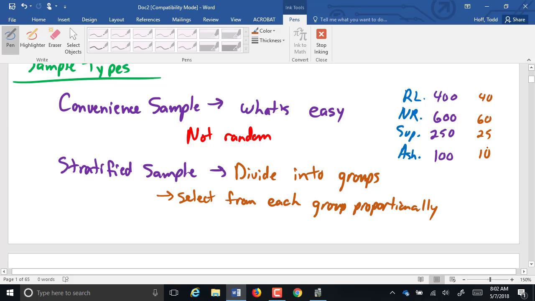10% of each population is your sample size, or of each subgroup. It's still all one population. So what you've done is you've guaranteed you had equal representation from every campus. This is random. Everybody does have an equal chance.